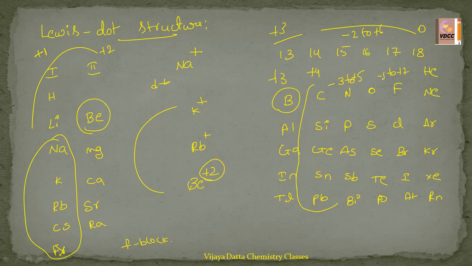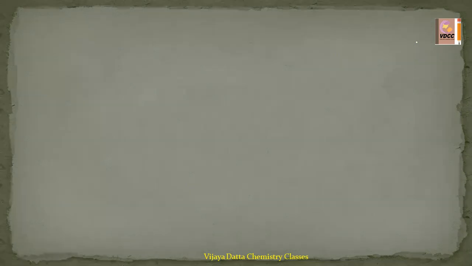Why -1 to +7 for the 17th group? Why do these have 0 valency? All of these depend on the octet rule only. What is the octet rule, first of all?